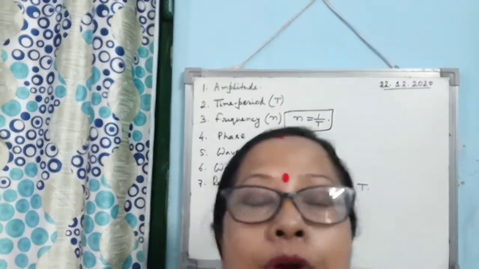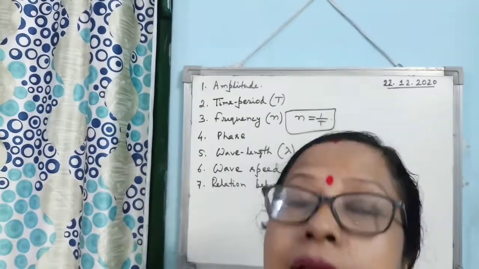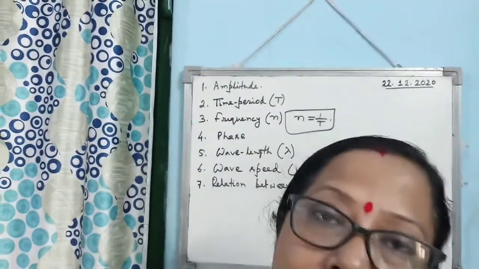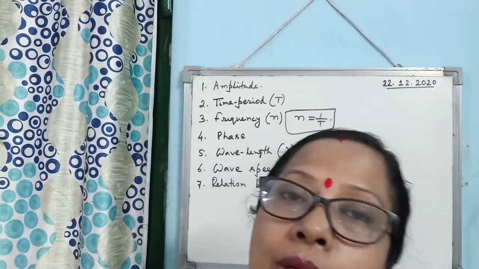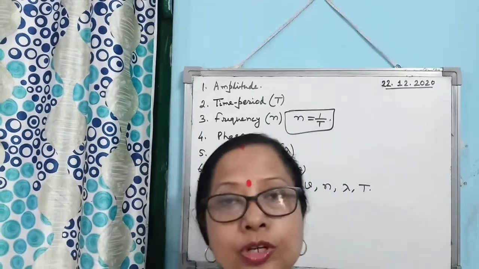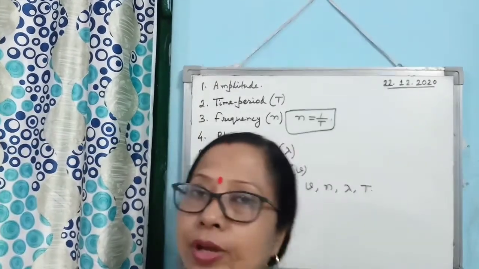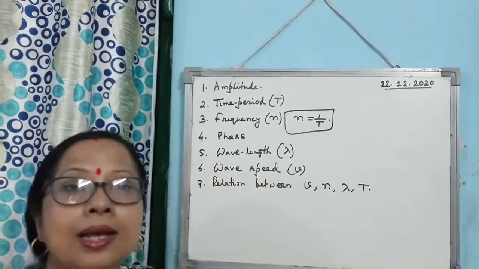And in case of a longitudinal wave, the third definition: the distance between two successive compression regions or two successive rarefaction regions is known as wavelength. And in case of a transverse wave, the distance between two consecutive crests or two consecutive troughs is known as the wavelength. So wavelength is generally denoted by the Greek letter lambda.